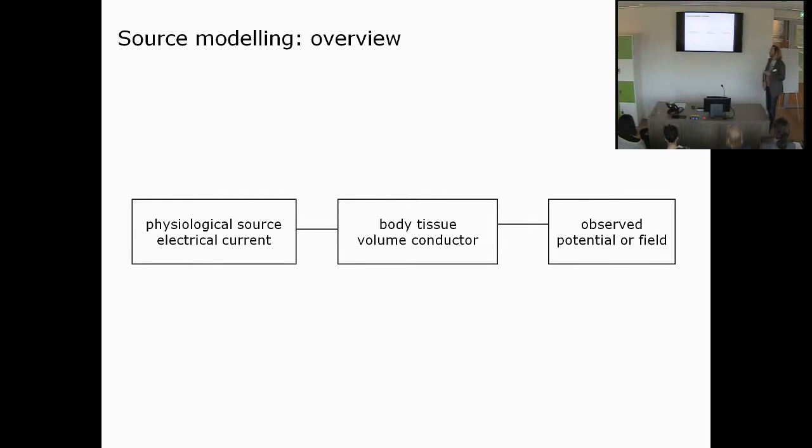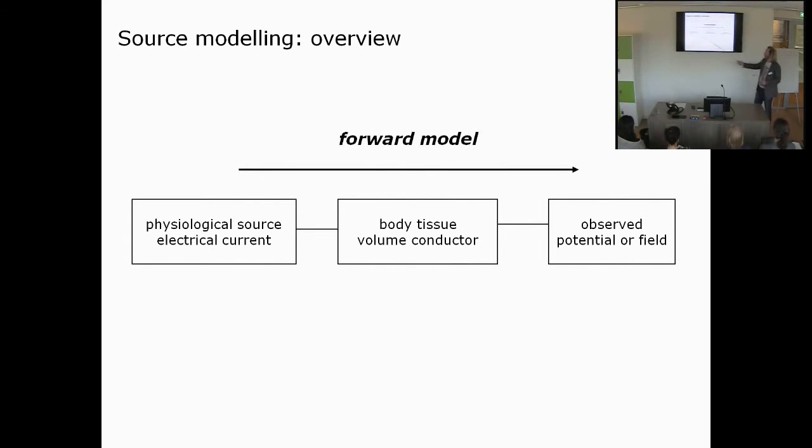If we now look at source modeling from an overview, we have the tissue of the body. In this case it's the tissue of the head, and this is electrically conductive. We have physiological sources in the tissue of the body; in the case of the head it's the neurons. These physiological sources are capable of producing electrical currents. These currents will flow through the tissue of the head, and that gives rise to a potential or field that we can observe.